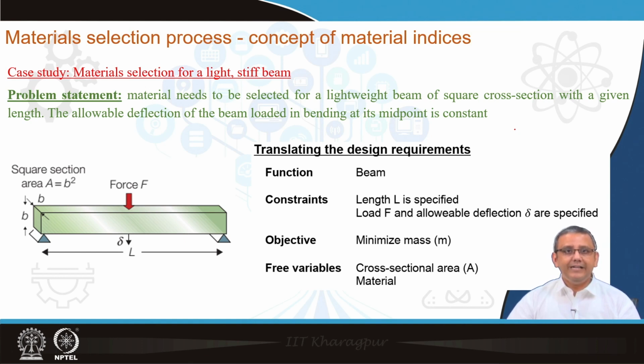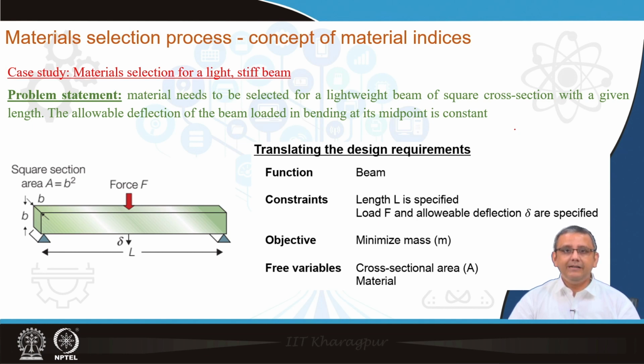So, what are the constraints? The first thing is that the component must function as a beam under bending load, as you have seen from the left hand side image. The length L is specified, that means the length of the beam is given, and also the load F and allowable deflection delta are specified, that means the bending stiffness of the beam is also specified. What is the objective of the design? The objective of the design is to minimize the mass of the beam.